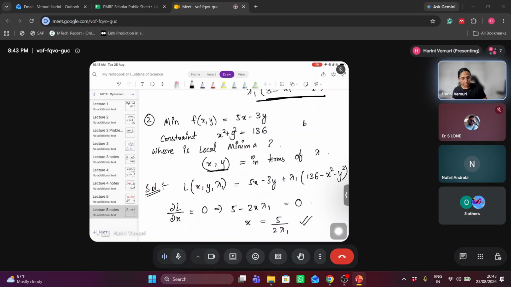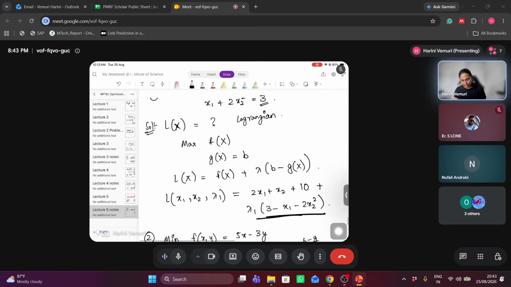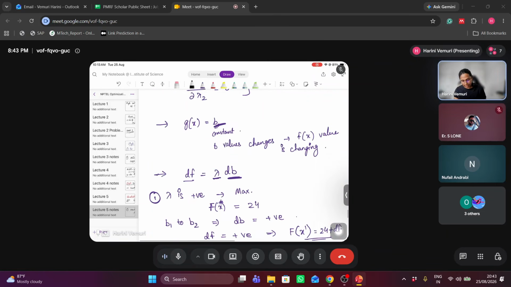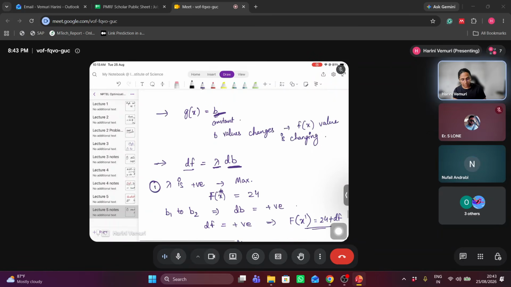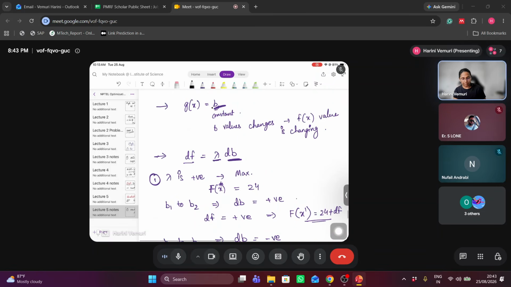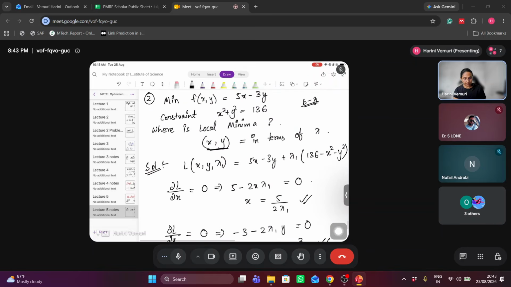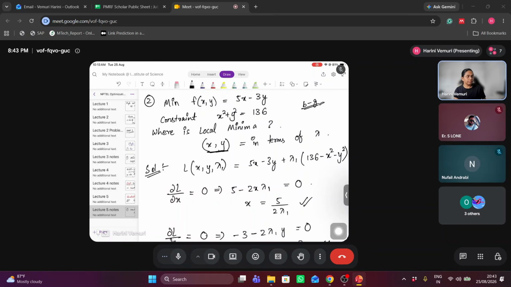We always have to write b minus g, right? Whether it is minima or maxima, anything, we have to write. I mean, when I'm saying b minus g, that is what you will be writing when you have g of x equal to constant. It doesn't depend on the type of optimization, minima or maxima. We have to write g minus b.